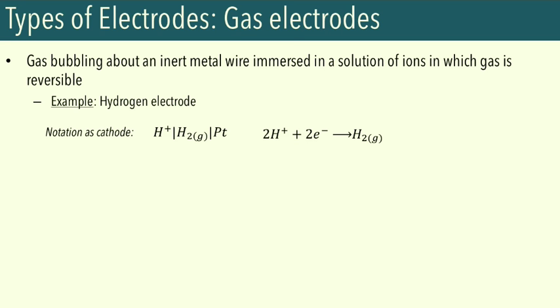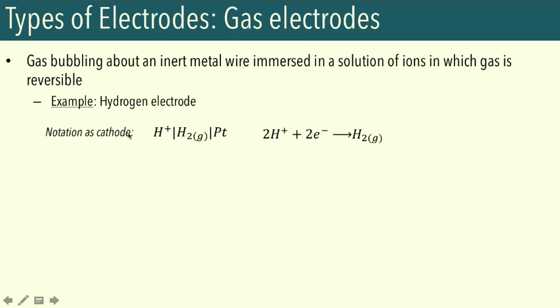Okay, so note that an important part of gas electrodes is the addition of the inert metal wire. So in this particular case, it is platinum. So the major use of platinum is just to facilitate the establishment of equilibrium between the gas and its ions, and it also just serves as an electrical contact for the electrode, okay? So the metal itself isn't really involved directly with the half reaction of the electrode, okay?